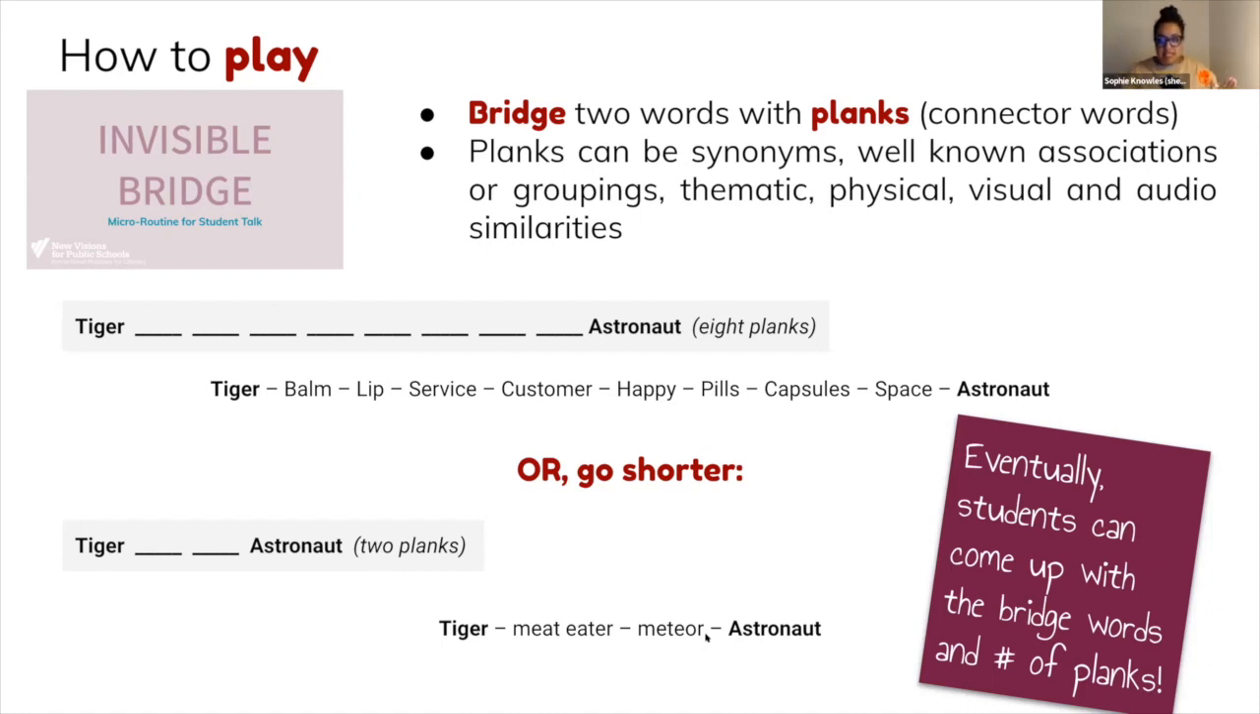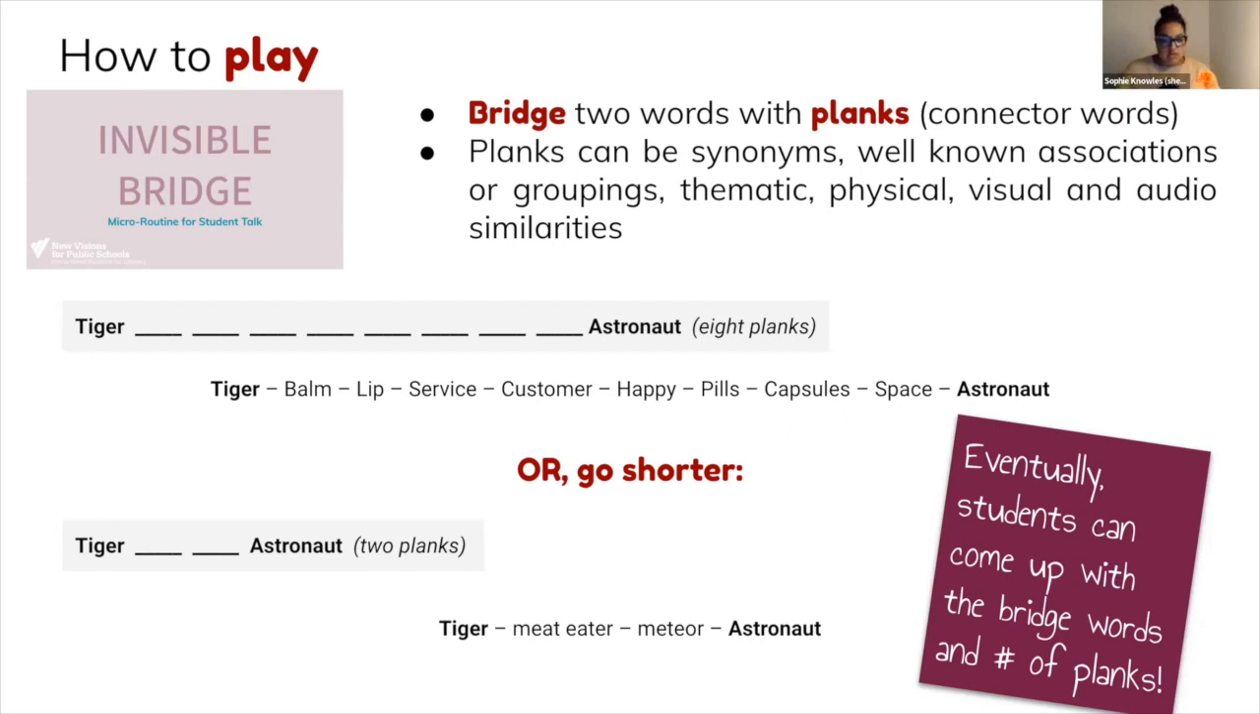Planks can be synonyms, well-known associations or groupings, thematic, physical, visual, and audio similarities. Lots of things go. You just have to really be prepared to defend your plank. You can go short too. You can have 2 planks between words. It's just like the 6 degrees of separation with Kevin Bacon, right? I don't know if that helps anyone.